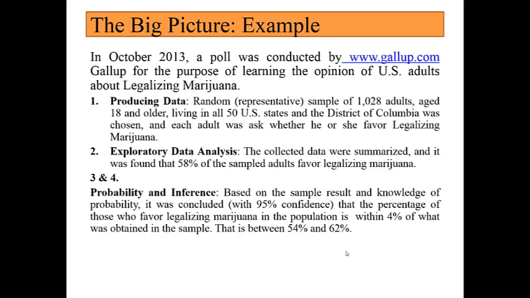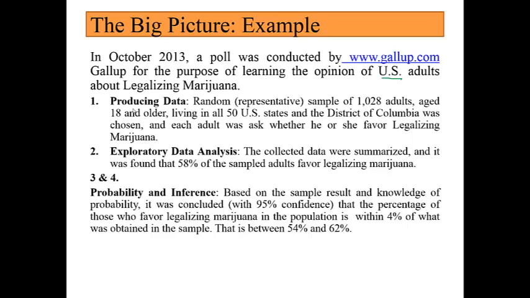Now let's look at the big picture in an example. In October 2013, a poll was conducted by Gallup.com, for the purpose of learning the opinion of US adults about legalizing marijuana. So the population is US adults, as they want to know the opinion of this population about legalizing marijuana.